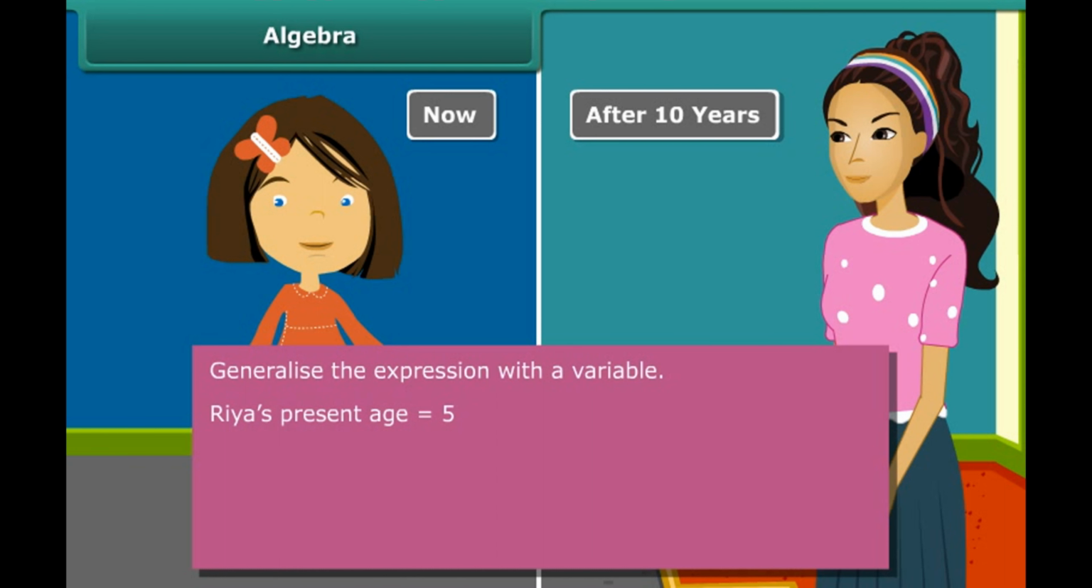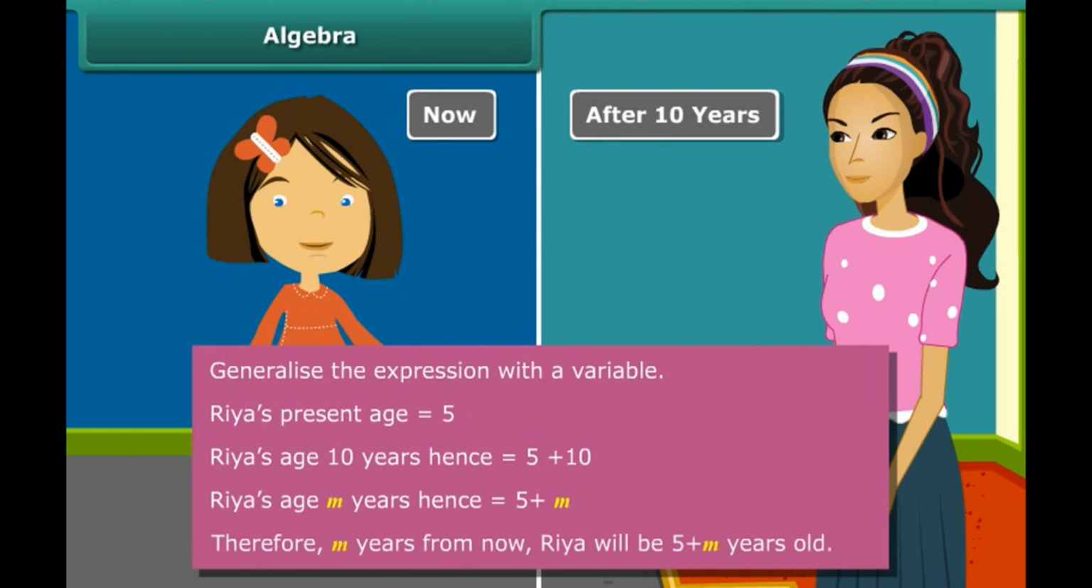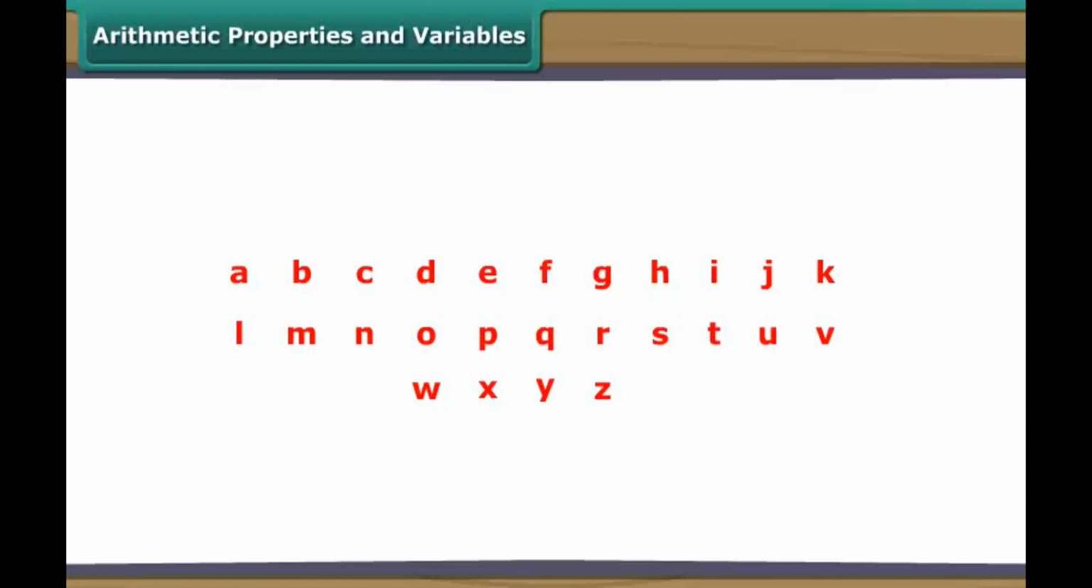Riya's present age is 5. Riya's age after 10 years is 5 plus 10. Riya's age m years from now, hence 5 plus m. Therefore, m years from now, Riya will be 5 plus m years old.